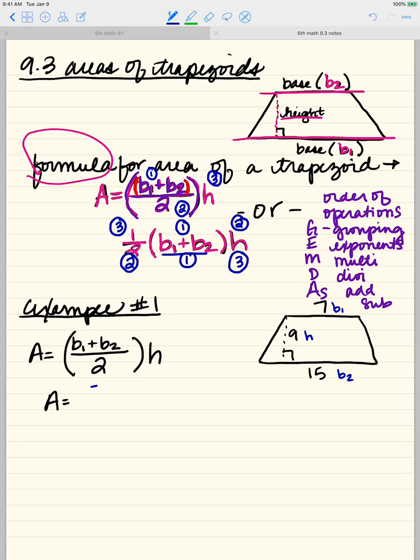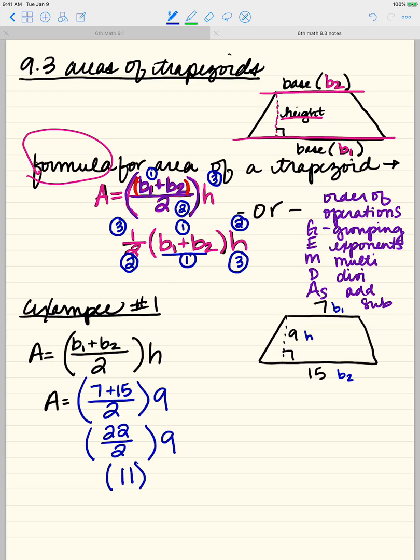Area is equal to base 1, I've said that's 7, plus base 2, 15, divided by 2 times our height, which is 9. Okay? So that is 7 plus 15 is 22 divided by 2 times 9. 22 divided by 2 is 11. Multiply that by 9. 11 times 9 is 99. And we weren't given units in our picture of this, so we are not going to worry about units here, okay? But we're talking about area, so if there are units, it's units squared.